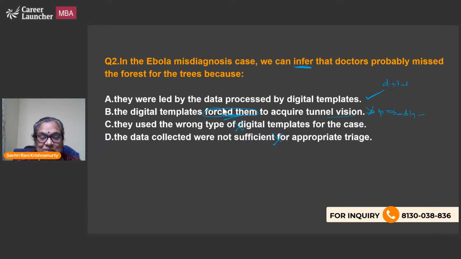Got it? That means we can infer that they used the data processed by the digital templates. And which is why the author says, look, history taking, examination, diagnosis can never be replaced by software. That's the last sentence. So the correct answer is A, not B. Got it?